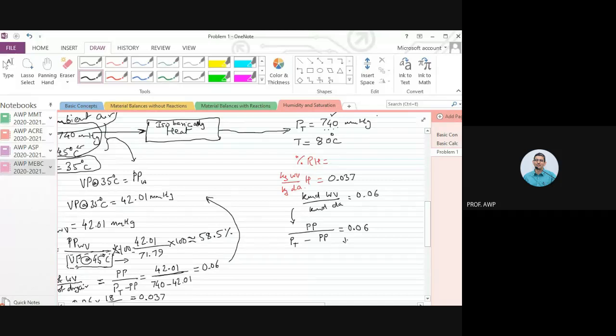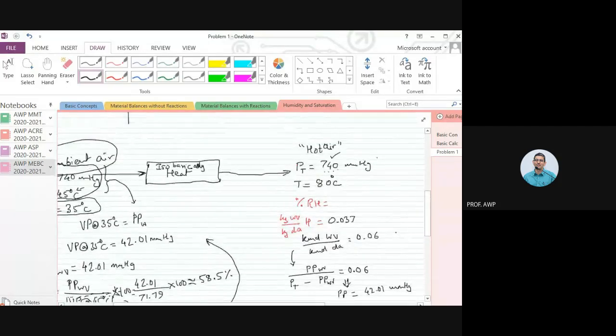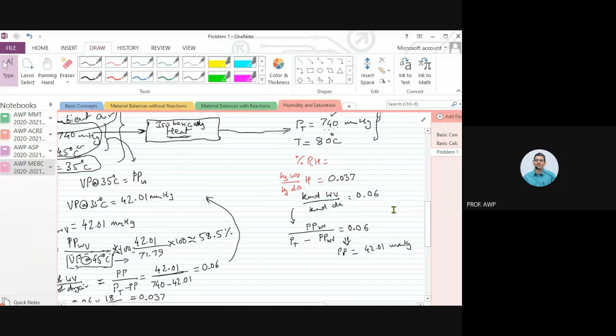So if you look at this, what was the partial pressure of water vapor? 42.01 mmHg. So what has happened is, just by heating, we are not changing the composition of the air. Whatever was the composition, that same composition is going to remain here as well, because liquid water is not condensing out. So if the composition remains the same, partial pressure will also remain the same. And if partial pressure remains the same, will relative humidity remain the same?